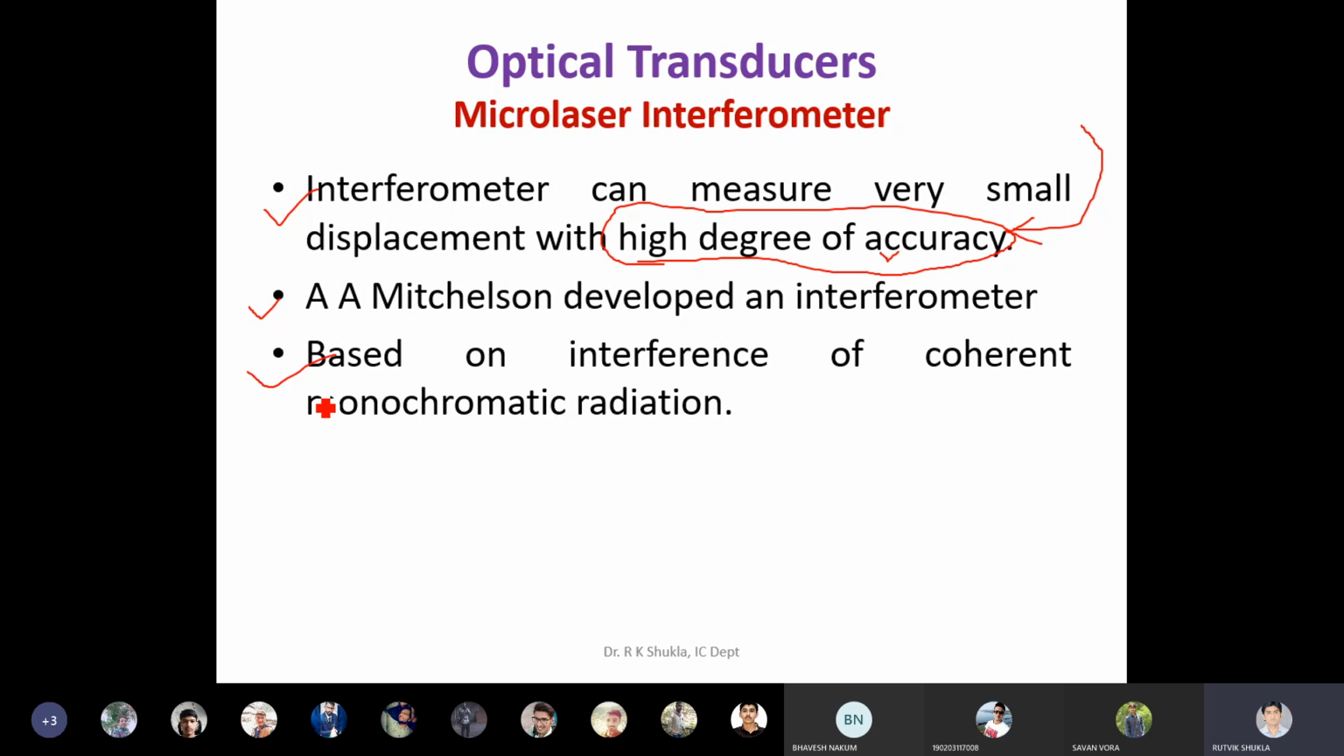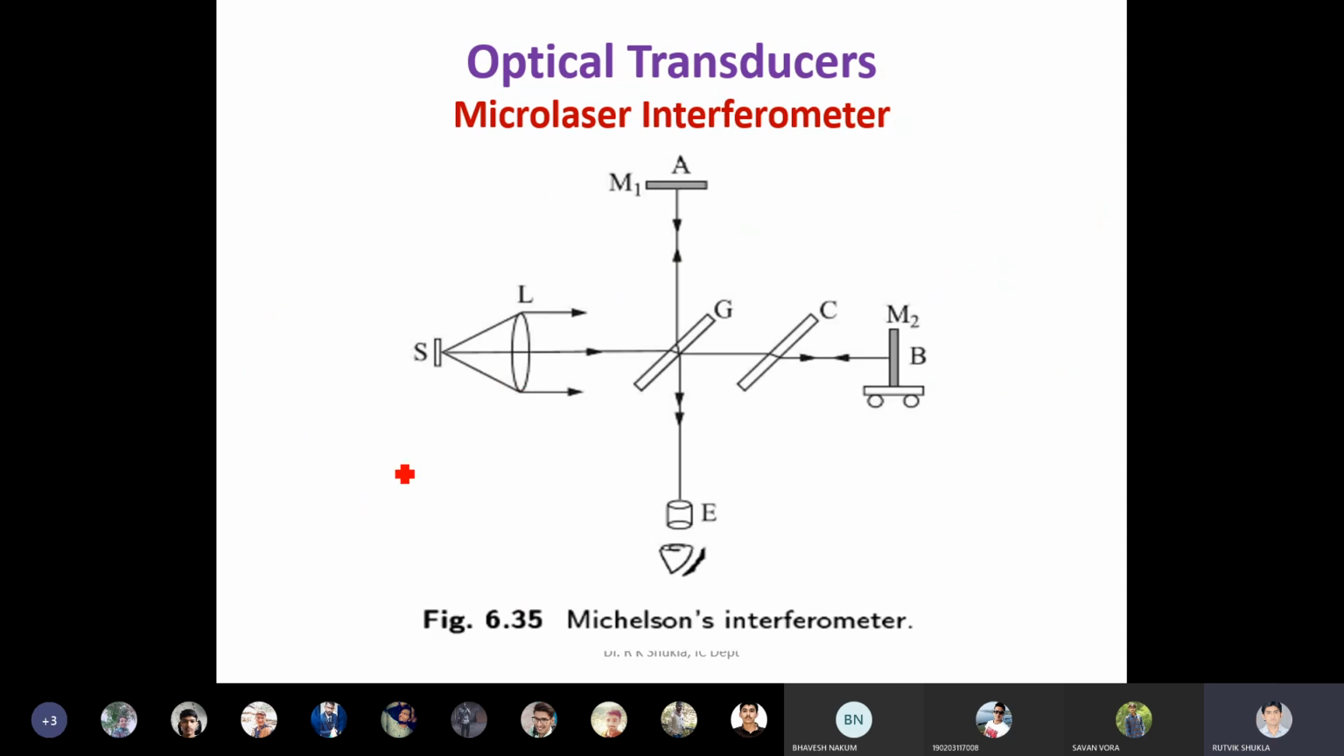So whenever we see this interferometer, earlier, whenever Michelson developed this particular interferometer, at that time there was no laser available. So what he has done is he has used a source which is coherent and monochromatic in nature. Laser એ વખતે નહોતું. We are talking about 100 years back. So there was no laser available. So he used coherent and monochromatic radiation. So let's take a look at the mechanism of this Michelson interferometer.